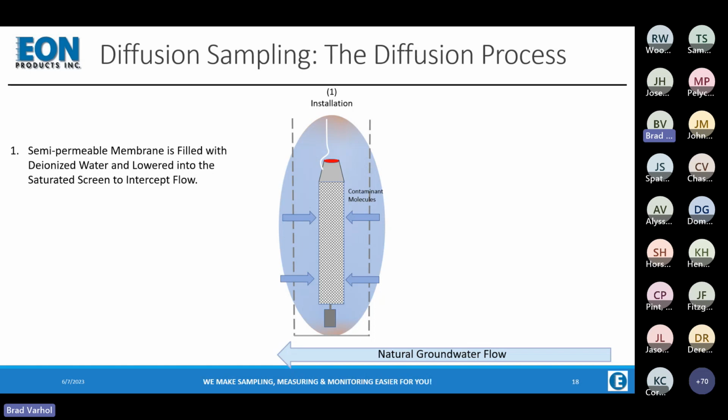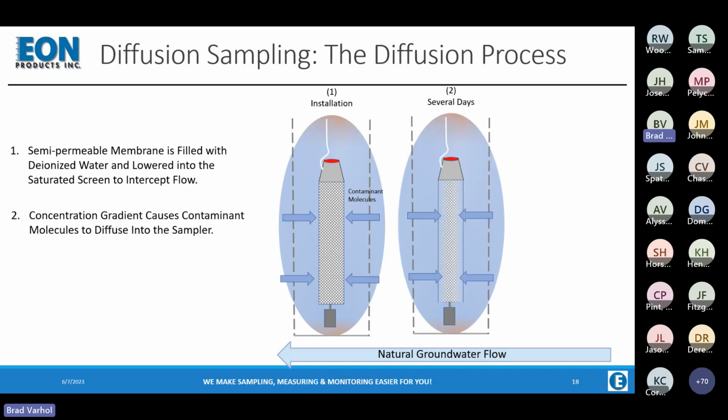And this then is lowered into the saturated screen where it intercepts the groundwater flow. And you can see in this diagram here that the blue colored portion, these are the contaminant molecules that are dissolved in the surrounding groundwater. And there are no molecules inside the sampler when it's first installed. But after some time, we have some diffusion into the sampler, as you can see with the shading on the corners of the sampler. And the driving factor for that is the concentration gradient that exists between the molecules on the outside of the sampler and on the inside of the sampler.